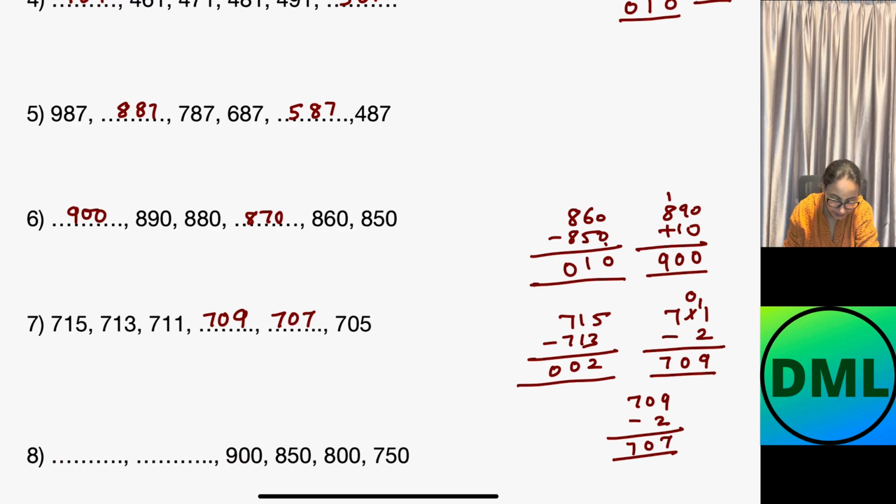Dash, dash, 900, 850, 800, 750. Can you see the pattern here? This number is reducing. First it was 900, then 850, 800 and 750. Can we see the difference between 900 and 850? Let's calculate that. 900 minus 850. 0 minus 0 is 0. From 0 you can't subtract 5. So we will take the carryover from here and it will be 8 here and this will be 10. 10 minus 5 is 5. 8 minus 8 is 0. My difference is 50.